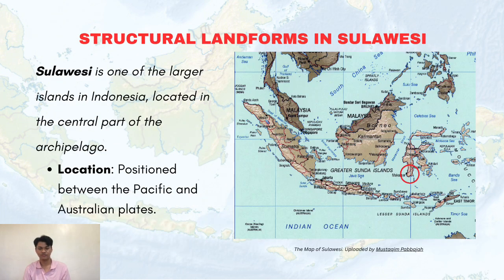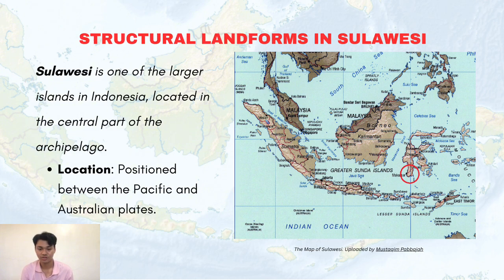Moving on are the landforms in Sulawesi. Sulawesi is one of the larger islands in Indonesia. Located in the central part of the archipelago, it is found between the Pacific and Australian plates. Sulawesi is believed to have been formed by the collision of terrains from the Asian plate and the Australian plate, with island arcs previously in the Pacific.